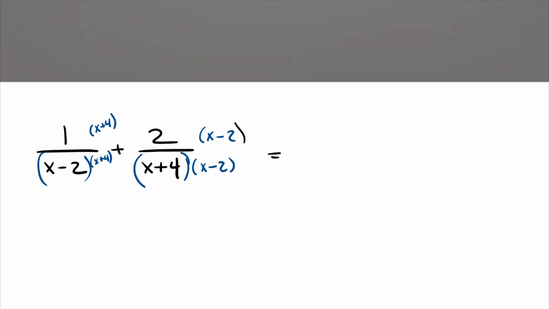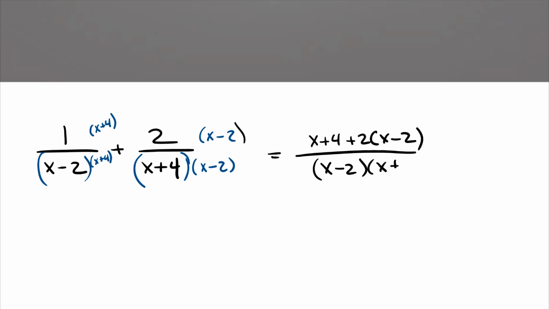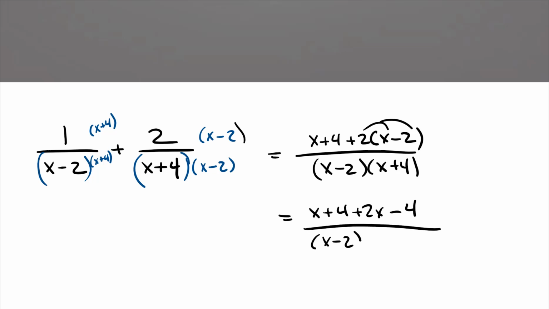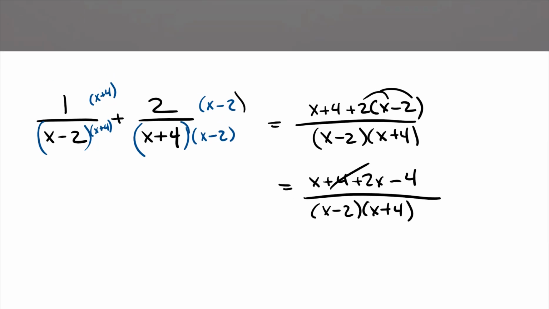So we'd have x plus 4 plus 2 times x minus 2, all over that common denominator of x minus 2 times x plus 4. We could clean it up: x plus 4 plus 2x minus 4, all over x minus 2 times x plus 4. And we just end up with 3x over x minus 2 times x plus 4.